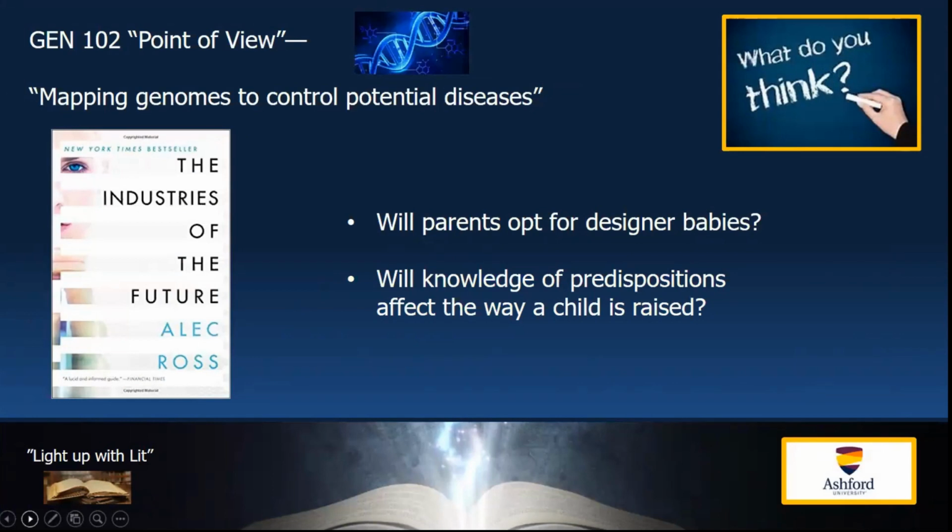Questions such as, will parents opt for designer babies with genetics that map to the parents' hopes? And will knowledge of predispositions affect the way a child is raised? Encourage students to think and write critically. There isn't a family that hasn't been touched by disease in some way. This conversation resonates with every student and addresses the course concepts.